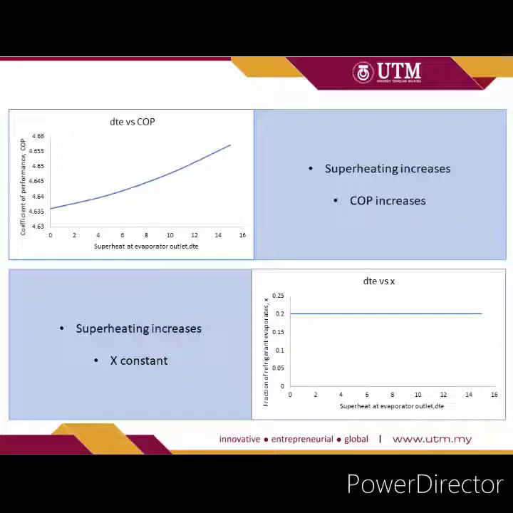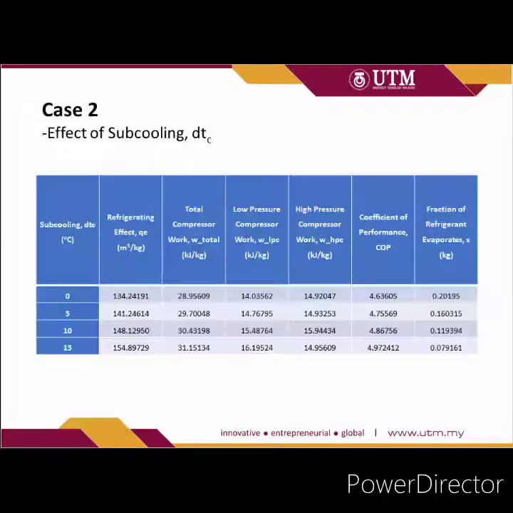As we increase the superheating from 0 to 15 degrees Celsius, the fraction of refrigerant that evaporates is constant, which is to remain the same value. That means we can see that the superheating does not affect the fraction of refrigerant evaporated. Next, we go to the second case study, which is the effect of the subcooling at condenser outlet.